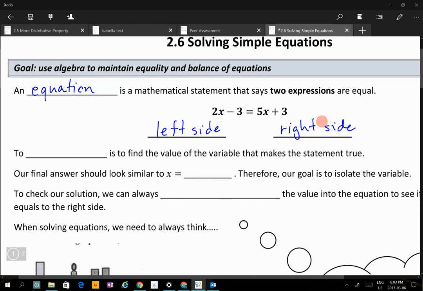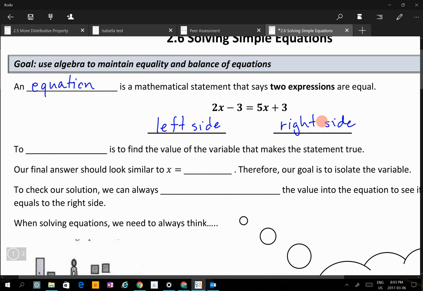Okay, and the idea behind equations is we're interested in solving equations. Okay, and to solve an equation is to find the value of the variable that makes this statement true, or this equation true. So what value of x can I put in here, and that same value of x that I put in here will make the left side equal the right side.